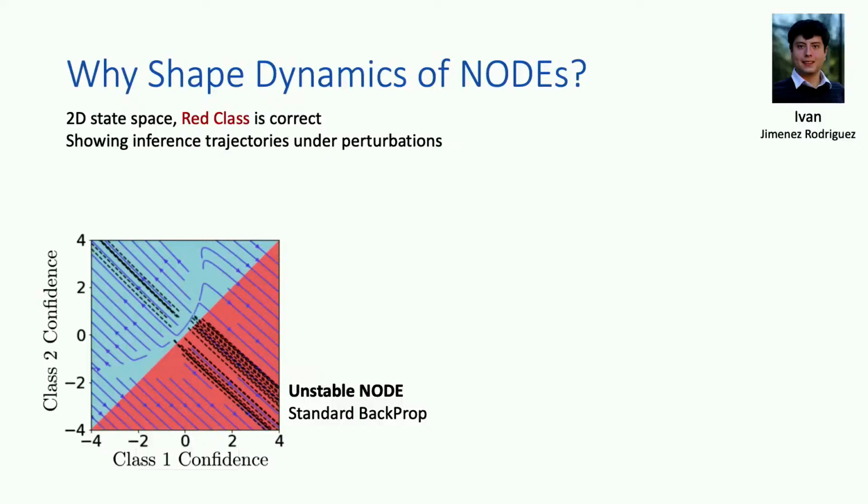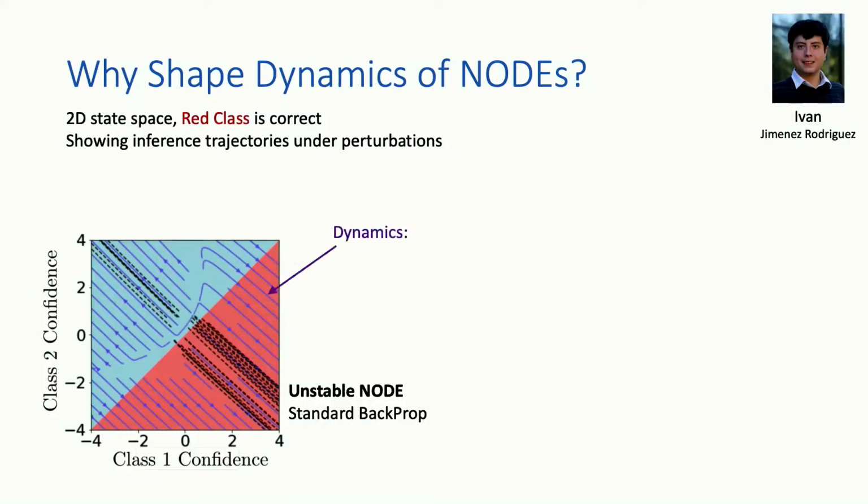So why might you want to shape the dynamics of a neural ODE? This is work led by my student Ivan Jimenez Rodriguez. Here's a simple toy example where we have a two-dimensional state space, so the hidden layer space is two-dimensional. The color coding indicates, at the end of inference, what the output class is, blue or red. Let's say in this case the red class is correct for this particular input.